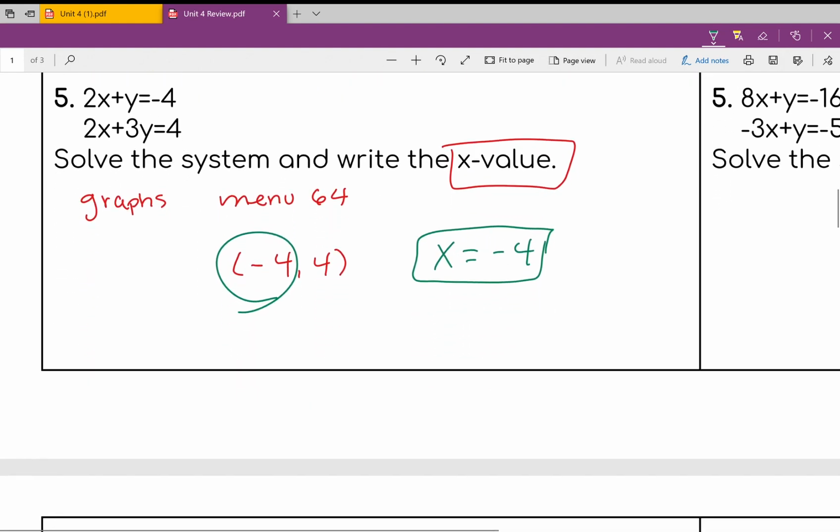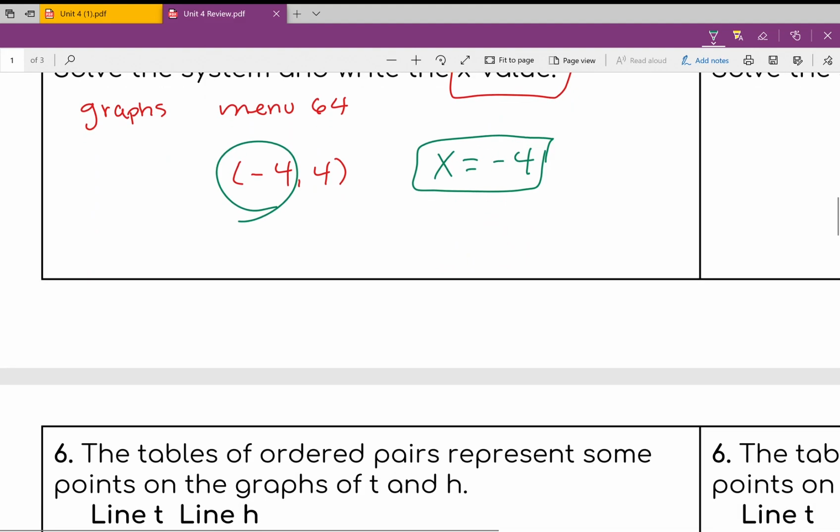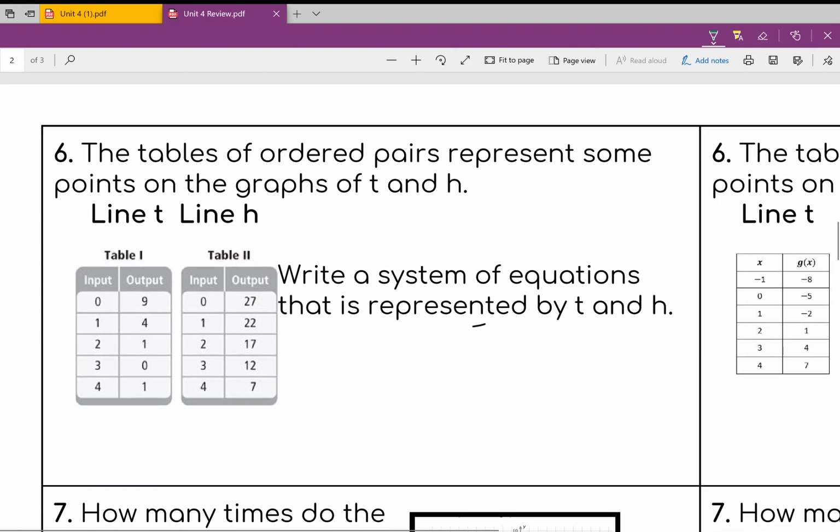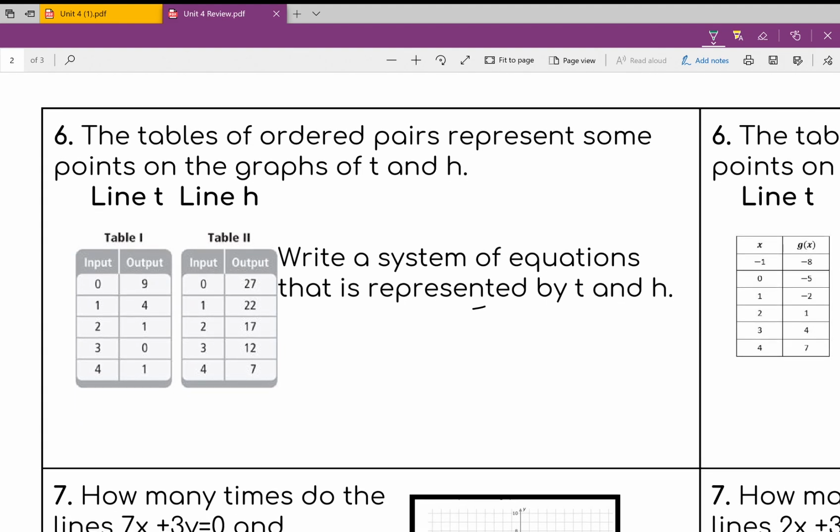Okay. I'm going to have to skip down to 6. So number 6 is the one where we had to use lists and spreadsheets. It says the tables of ordered pairs represent some points on graphs of t and h. So it says write a system of equations. That's all we're doing. We're writing them. We're not solving them.